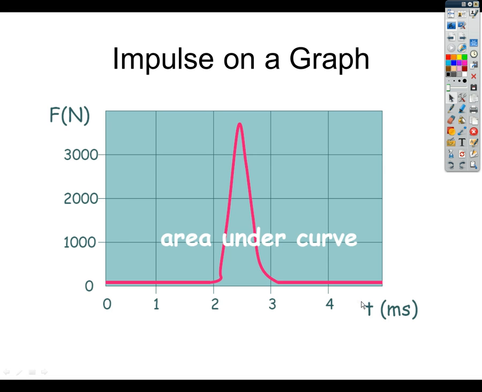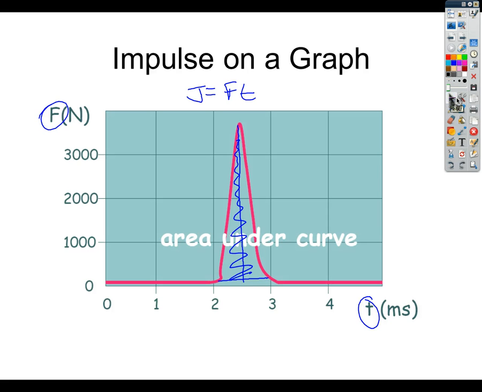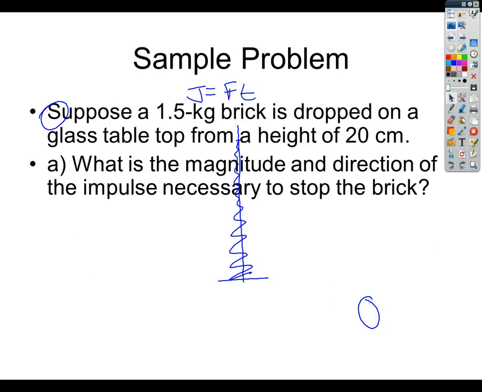The impulse, when we look at a graph, remember impulse is just equal to force times time. Here's our force. Here's our time, so we would need to find the area under the curve. You could either calculate that by separating this triangle into two and then summing the two, or you could just use integration, which is a calculus-based method of finding the area under a curve. On the next slide, we have just an example problem.